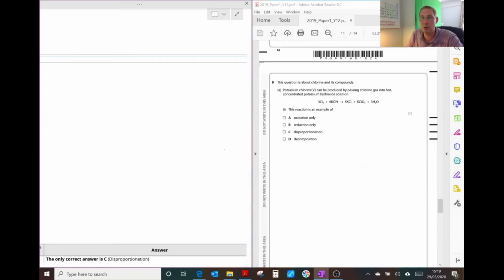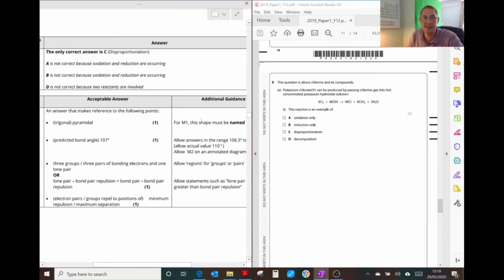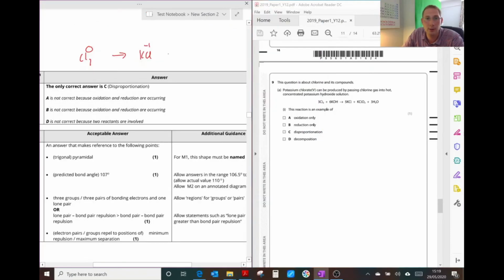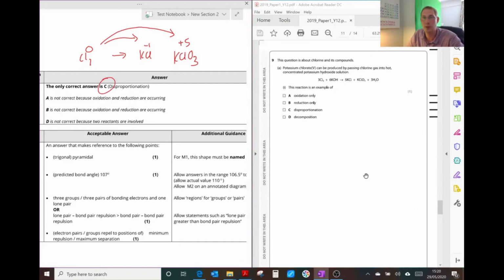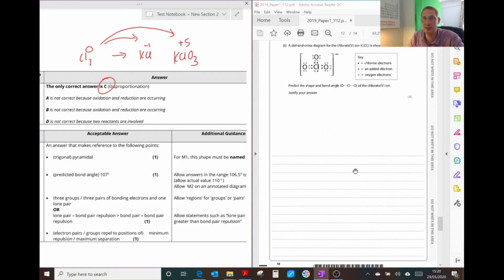This question is about chlorine and its compounds. That is an example of disproportionation. Why? Because the chlorine, which starts off as oxidation state 0, ends up in KCl as -1, and it ends up as KClO3 as +5. Okay, so it is both the same species being both reduced and oxidized. Disproportionation. Oh, there were some of you who really struggled with this.